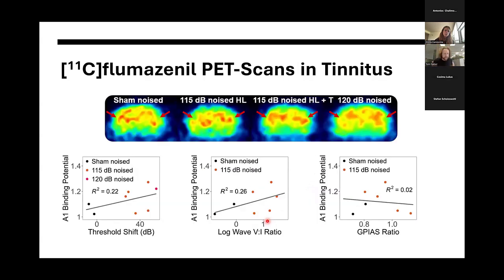What about the PET data? The GABA A receptor binding potential seems to correlate with both hearing loss as well as the wave 5:1 ratio we measured with the ABR, but not the GPIAS ratio. But it's important to note that we've only done PET scans in 8 animals, so these correlations are insignificant. And you can also see in the raw data here of the PET scans that the data is very noisy. That makes sense because we're working with these very small mouse brains. In humans, the areas are just much larger, so you get a better resolution. So I think we need to do some more work to really be confidently able to say whether the GABA A receptor binding potential correlates with any of these measures.